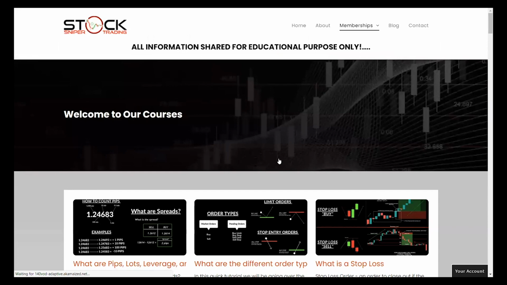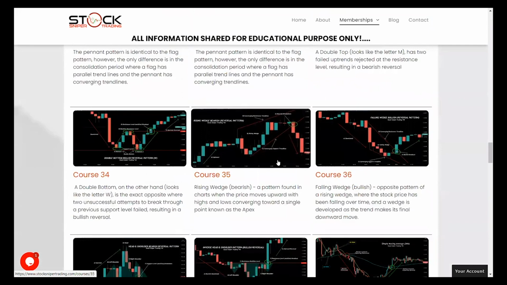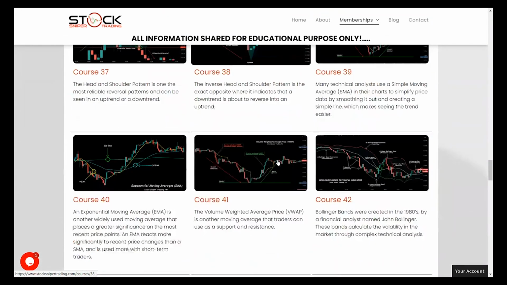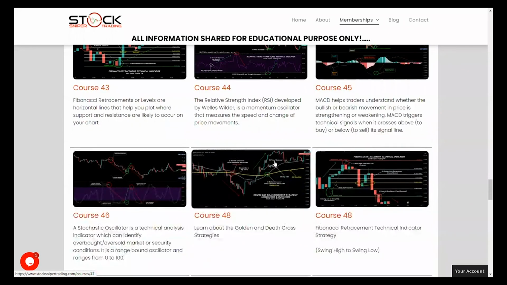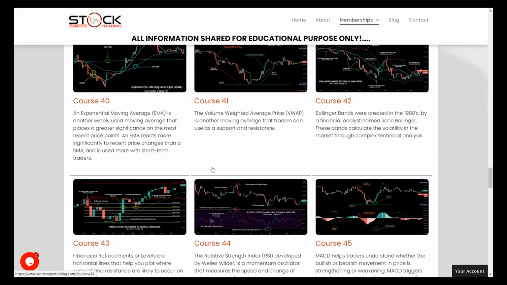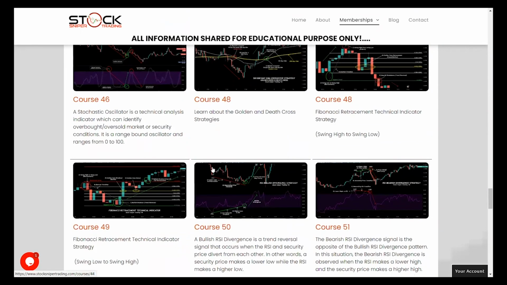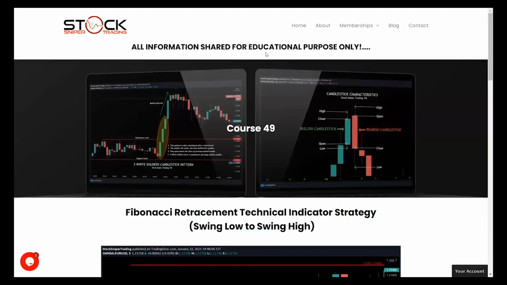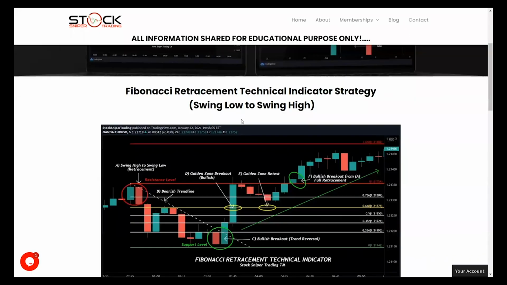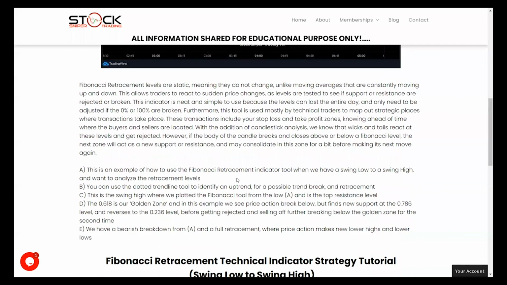Okay, the final one I'm going to show you is the opposite. And then we'll take some questions, guys, and then we'll go to TradingView as well. And then I'll show you how to plot Bollinger Bands and Fibonacci's on a live chart. Okay, so Fibonacci retracement, the swing low to swing high. This is the opposite now.